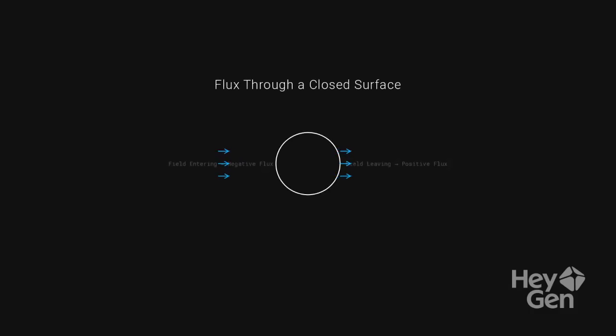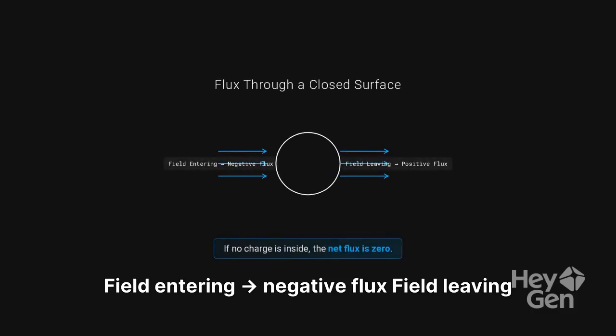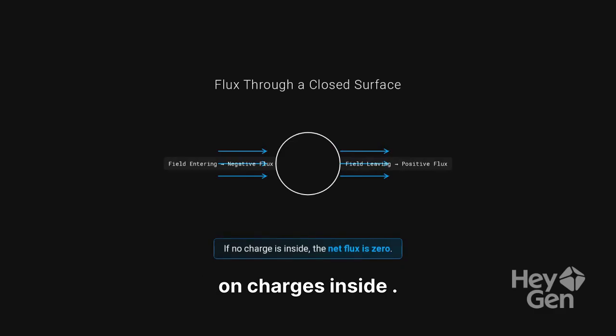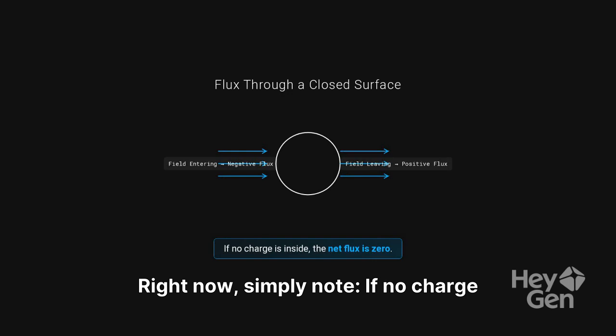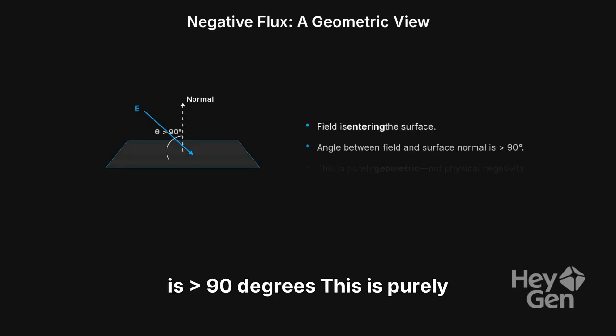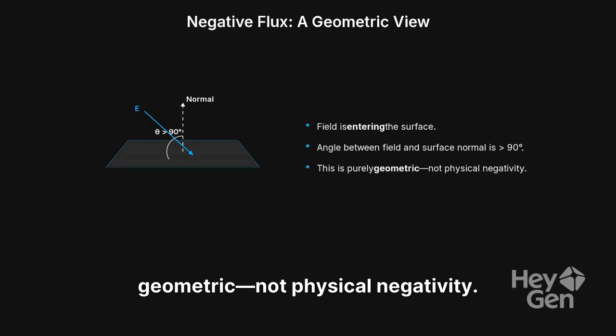If the surface completely encloses a region, field entering gives negative flux, field leaving gives positive flux, but total flux depends on the charges inside. Right now, simply note, if no charge is inside, the net flux is 0. Negative flux indicates the field is entering the surface, and the angle between the field and the surface normal is greater than 90 degrees. This is purely geometric, not physical negativity.